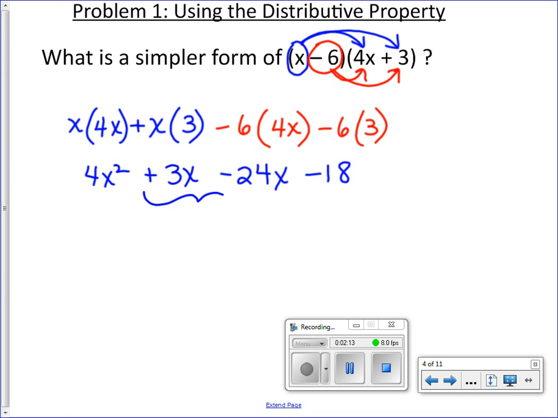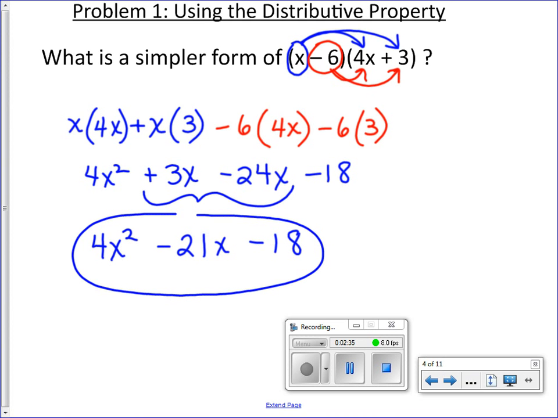Now, the only thing that we can combine that are like terms are the two terms in the middle, the 3x and the minus 24x. So our answer would be 4x squared plus 3 minus 24 would be minus 21x, and then minus 18. And this would be our answer.